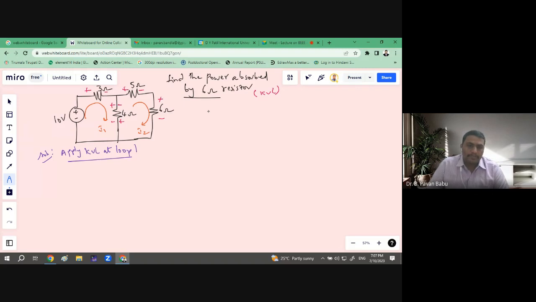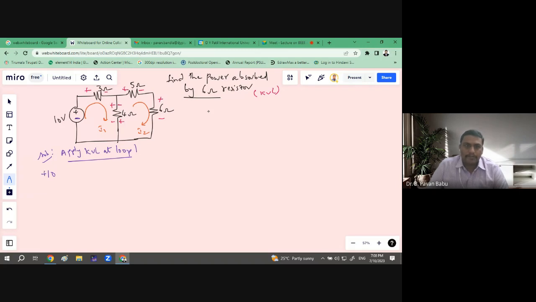So what is the KVL statement? Algebraic sum of all branch voltages around a closed path in a circuit is always 0 at any instant of time. So algebraic sum of all branch voltages is equal to 0. So here is the branch, the 10 volt source, so write it as 10. It is a single voltage source. Since the direction of current is in this way, it is moving from minus polarity to plus polarity. So obviously the polarity here will be plus 10.